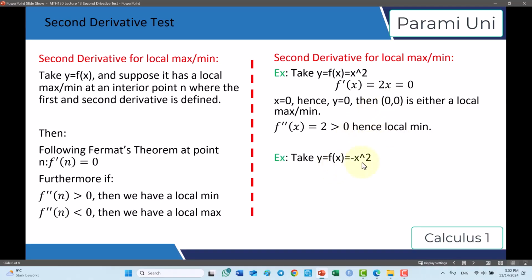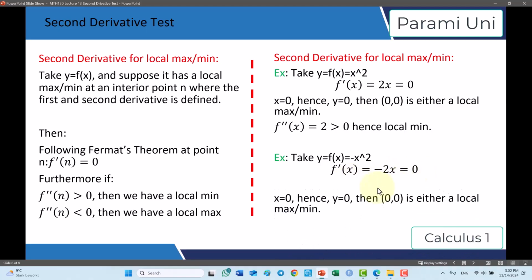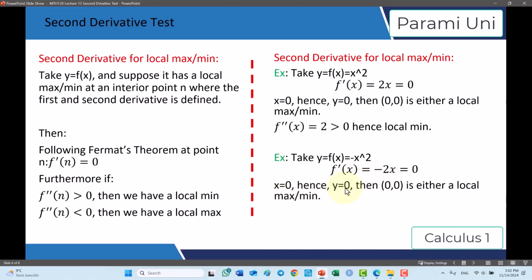Take the example of minus x squared. The first derivative is minus 2x, let it be 0, find x, x is 0, find y, y is 0, then we have (0, 0) is either a local max or min, and take the second derivative. The second derivative is negative, therefore we have a local maximum.